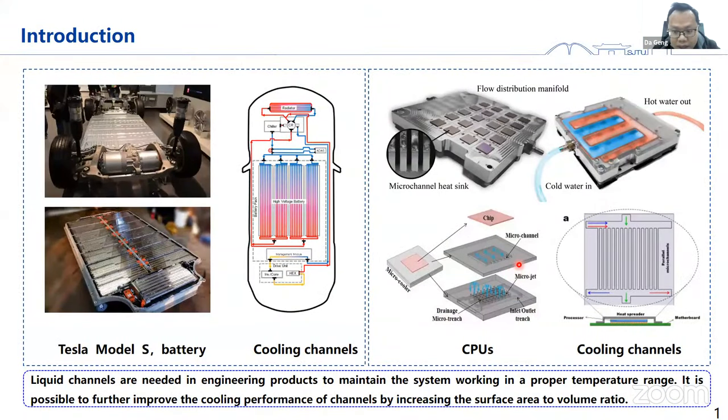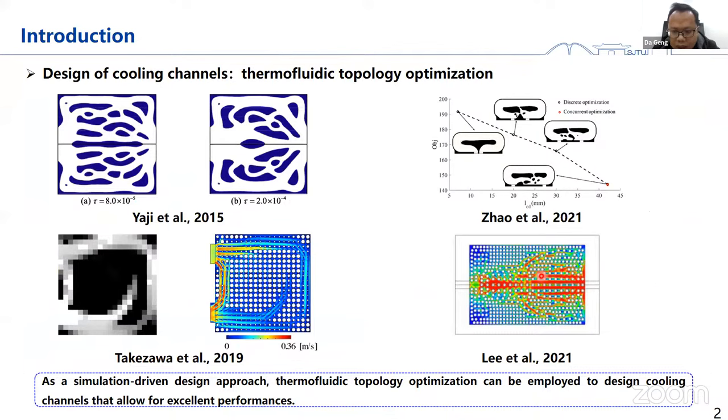Liquid channels are needed in engineering products to maintain the system working in a proper temperature range. It is possible to further improve the cooling performance of channels by increasing the surface area to volume ratio through other channel forms such as multi-scale channels, and by optimizing the distributions of inlets and outlets.